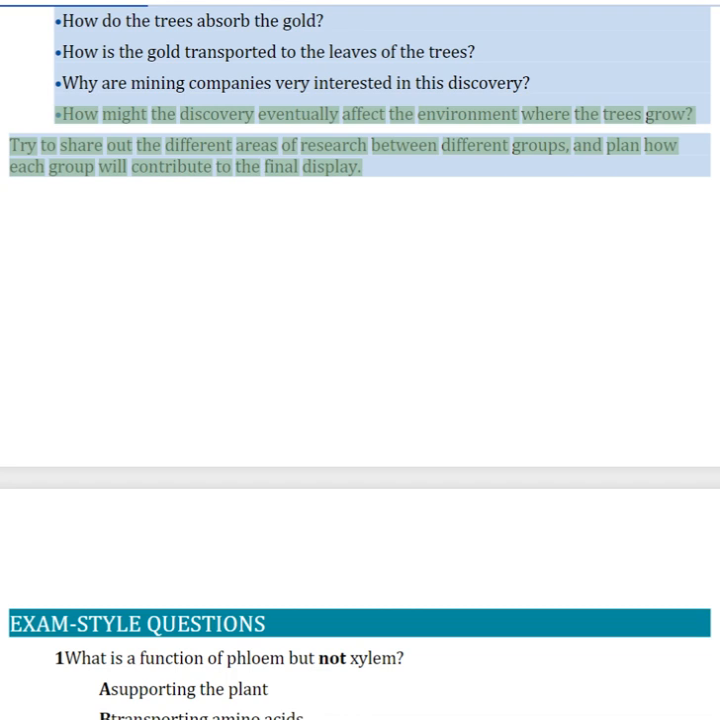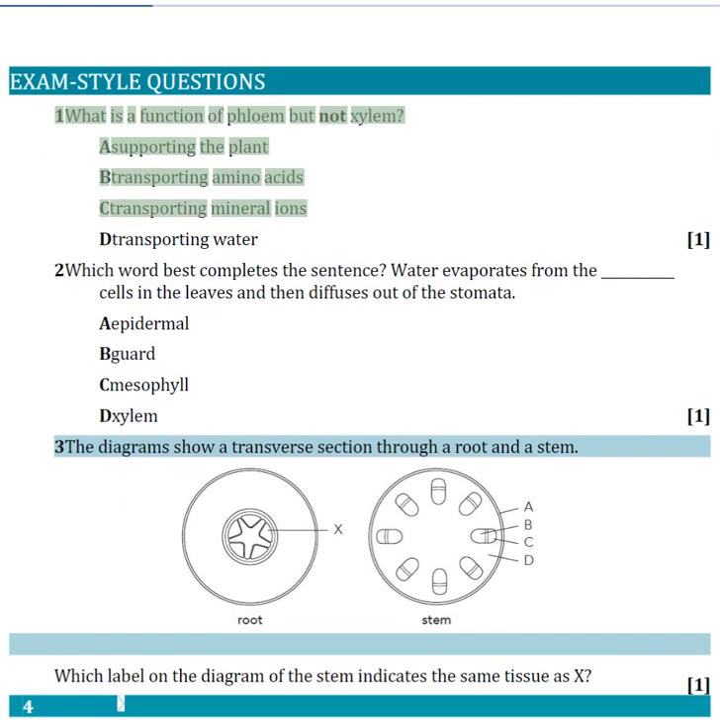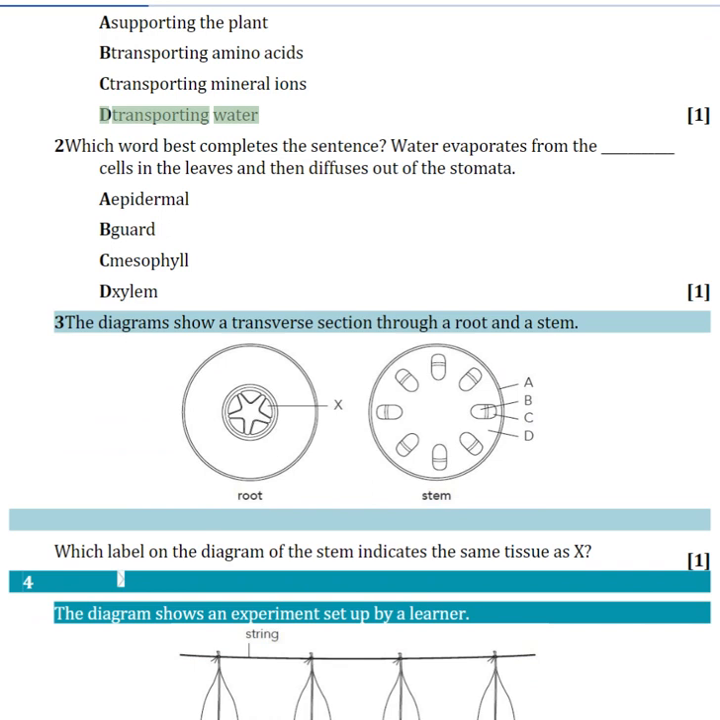Try to share out the different areas of research between different groups, and plan how each group will contribute to the final display. Exam-style questions. 1. What is a function of phloem, but not xylem? A. Supporting the plant. B. Transporting amino acids. C. Transporting mineral ions. D. Transporting water. 2. Which word best completes the sentence?